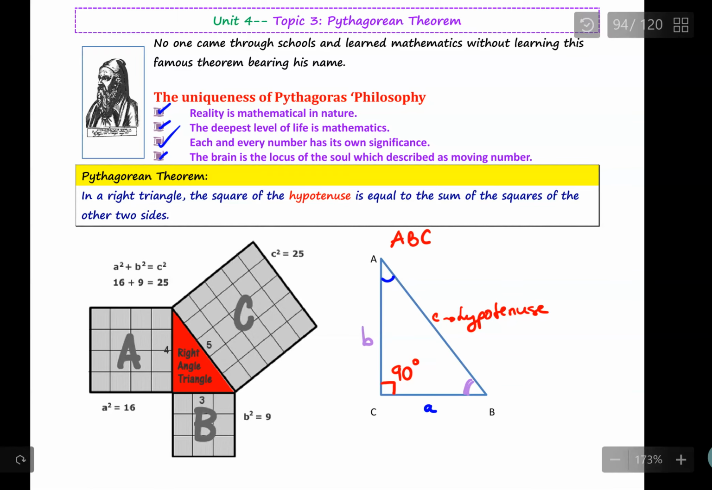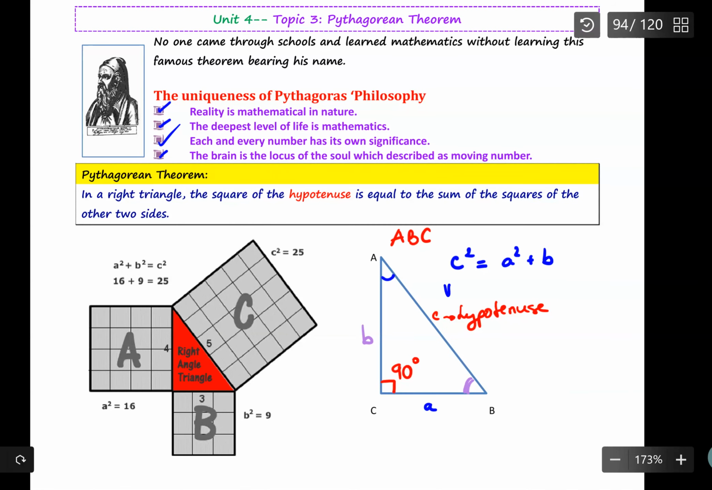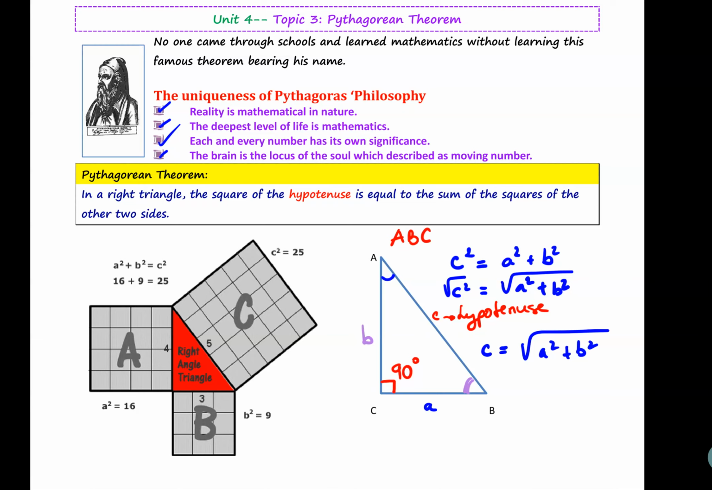So according to Pythagoras, c squared will be equal to a squared plus b squared. To solve for c, I need to take the square root of both sides. So the square root of c squared equals the square root of a squared plus b squared. Therefore, c is equal to the square root of a squared plus b squared, since the square root of c squared is equal to c.